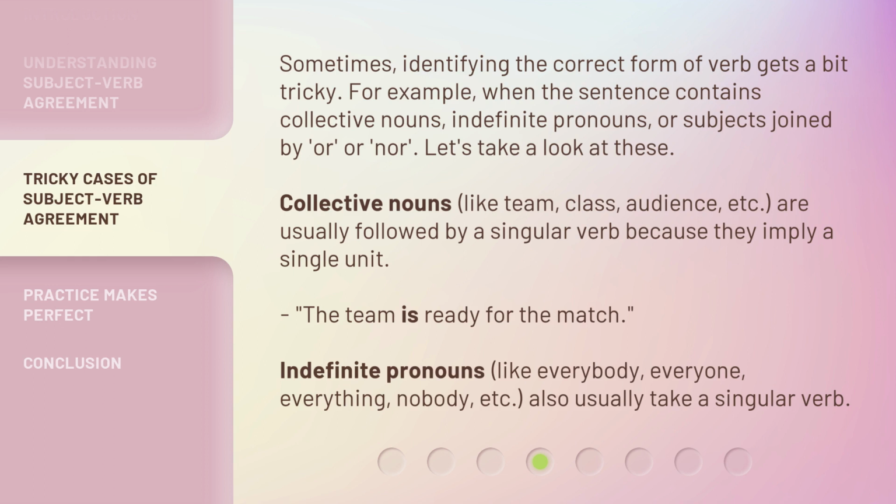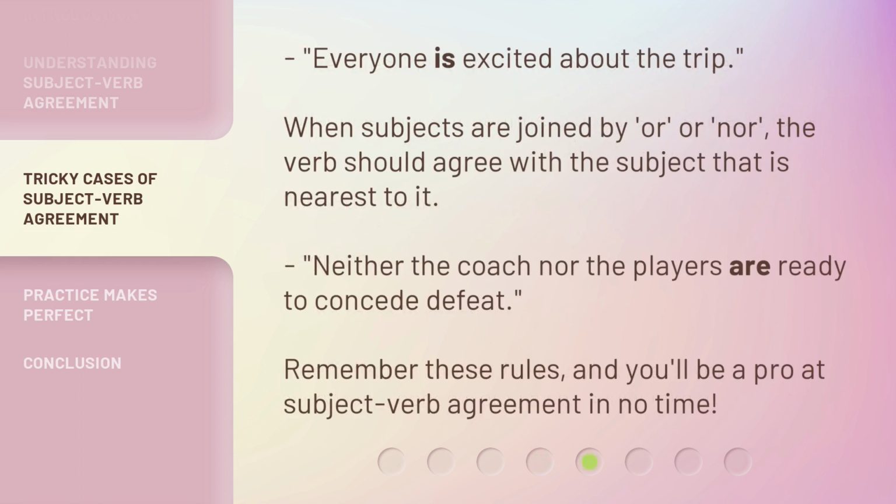Indefinite pronouns, like everybody, everyone, everything, nobody, etc., also usually take a singular verb. Everyone is excited about the trip. When subjects are joined by or, nor, the verb should agree with the subject that is nearest to it. Neither the coach nor the players are ready to concede defeat. Remember these rules, and you'll be a pro at subject-verb agreement in no time.